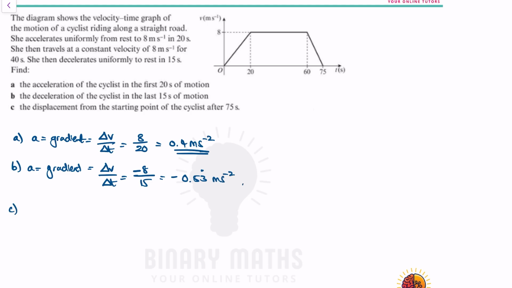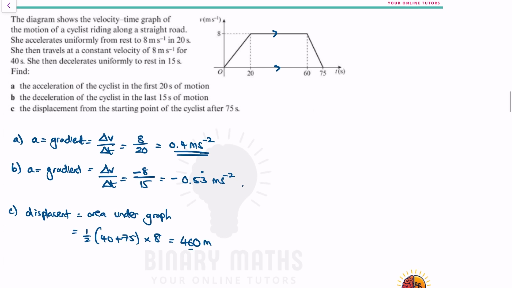C, the displacement from the starting point of the cyclist after 75 seconds. So that means displacement is the area under the graph, which is the area for a trapezium. So it's going to be half of A plus B. So A plus B are the two parallel sides. So it's going to be 40 plus 75 times by the height, which is 8. When you calculate that out, you get 460. Because velocity is meters per second, that will be meters.